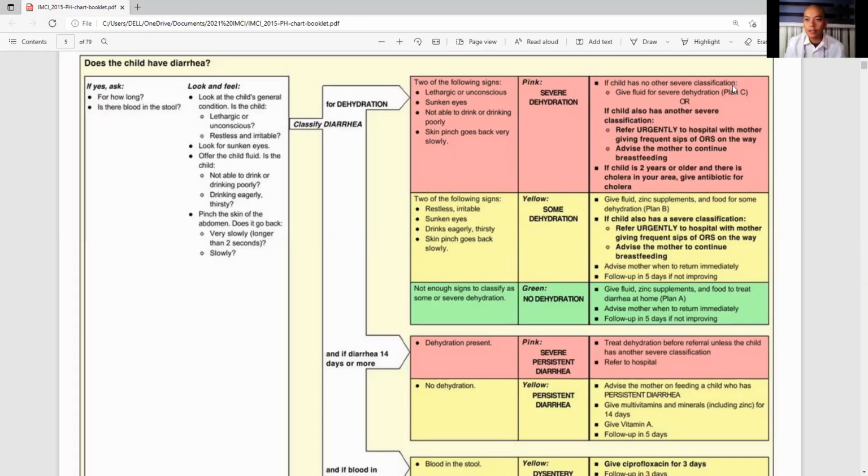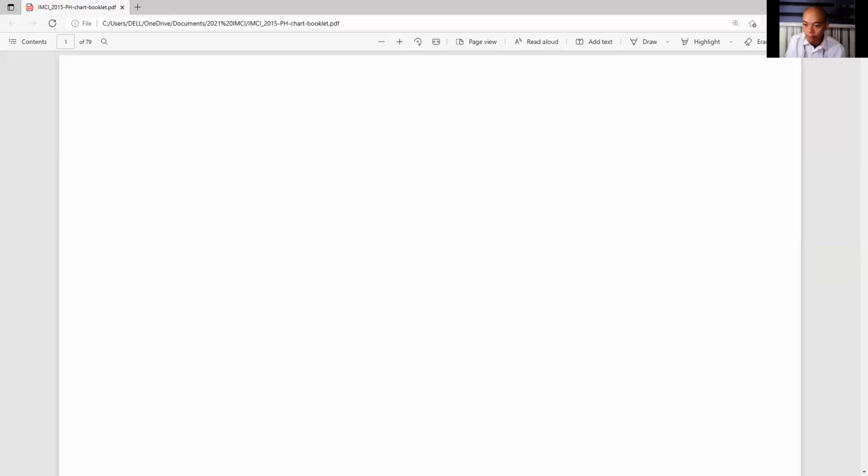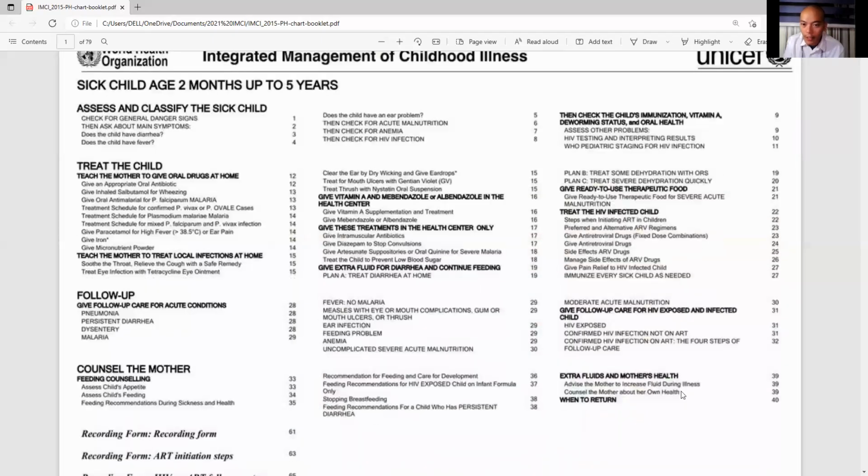Go back to your table of contents. You will see it there. Dehydration. Diarrhea. Okay, so feeding for diarrhea. Do I see it there? Okay, so plan C, treat severe dehydration quickly, is located on page 20.